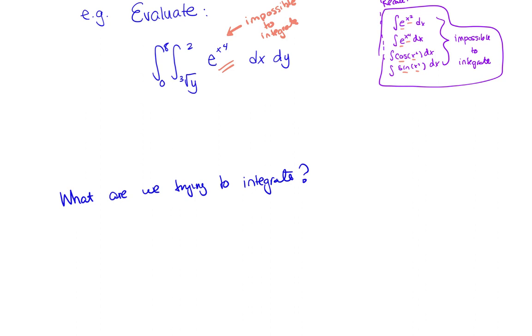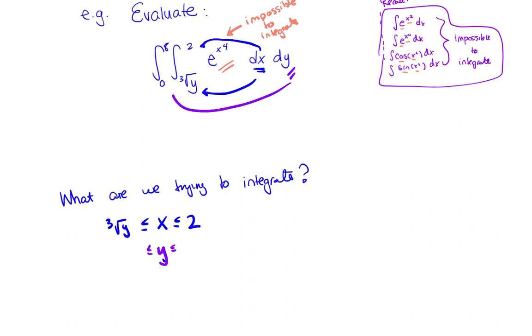So let's think about what we're actually trying to integrate. What is the region that we're trying to integrate? I have x going from cube root of y to x equals 2, so my x goes between the cube root of y and 2. And then for the y bounds, the y goes from 0 to 8.